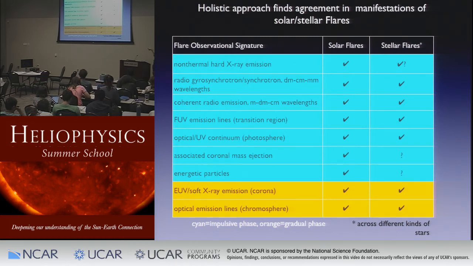And this is the kind of observations that are available for solar and stellar flares. You can see that the main missing link in stellar flares is the parameters that are associated with the CMEs. This is the actual mass that is being expelled into space. We can see it in the sun. We can't see it in stars. But many of the other observations we can also make in stars.